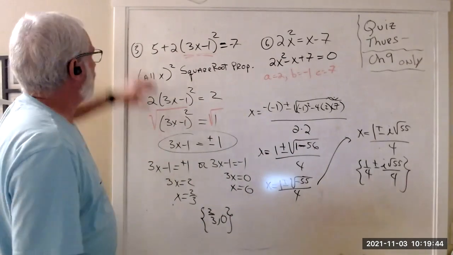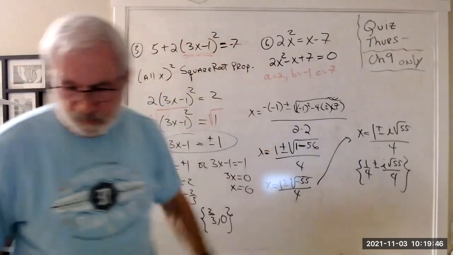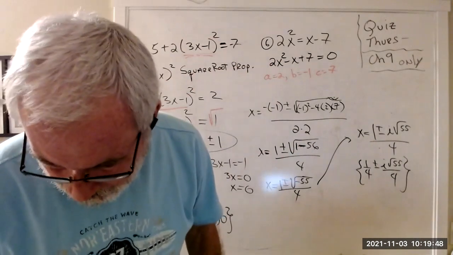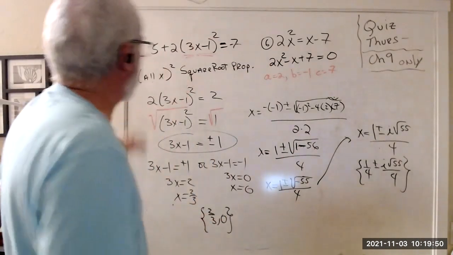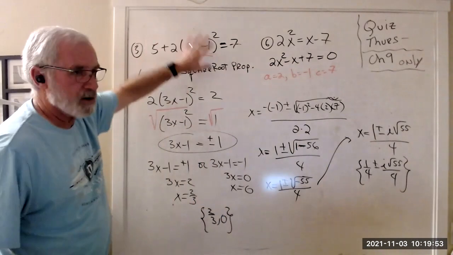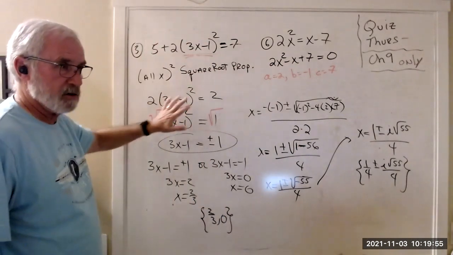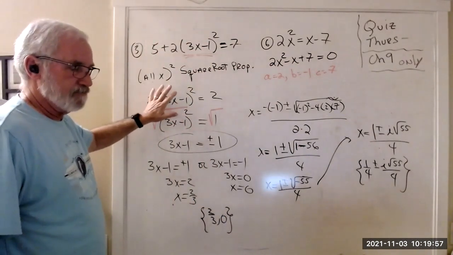Okay. I want to erase number 5 and put the problem up there that I had a second ago. So can I erase number 5, the square root property, or does anybody have a question on it? Okay.